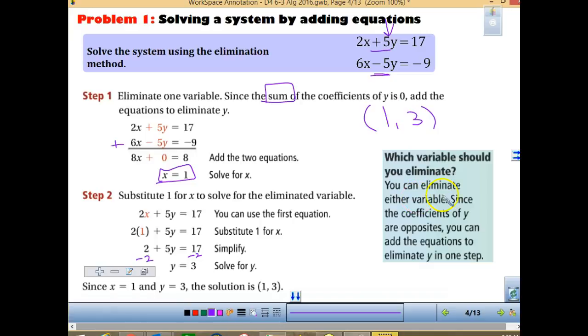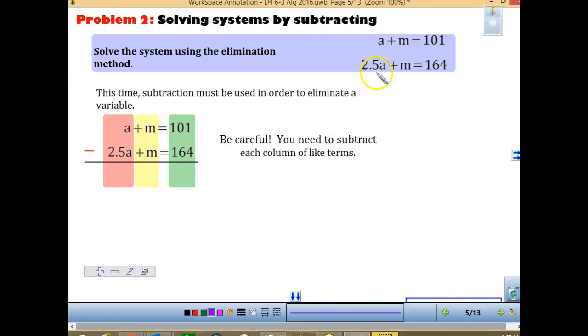Okay? So it says, which variable can you eliminate? You can eliminate either variable. You want to choose a coefficient for y that are opposites and then add your equations. Okay, so that's what we are going to be looking at doing. You still want to do the check. So we look at these two equations.